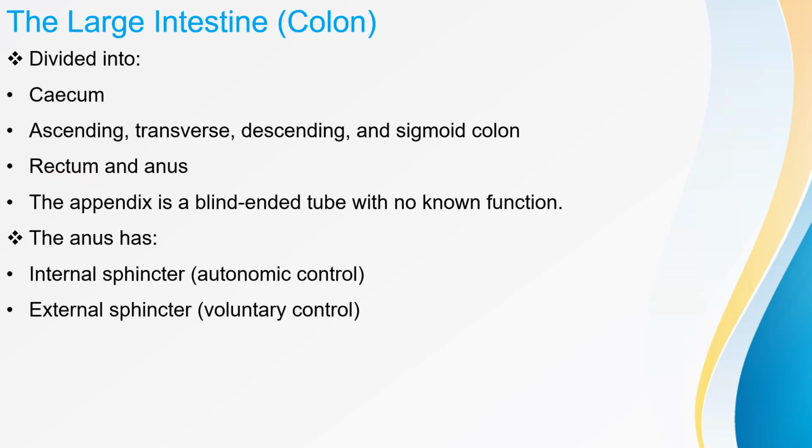The large intestine, also known as the colon. It is divided into the cecum, the ascending, transverse, descending, and sigmoid colon, the rectum and anus, and the appendix, which is a blind-ended tube with no known function. The anus has an internal sphincter, which has autonomic control, and the external sphincter, which has voluntary control.